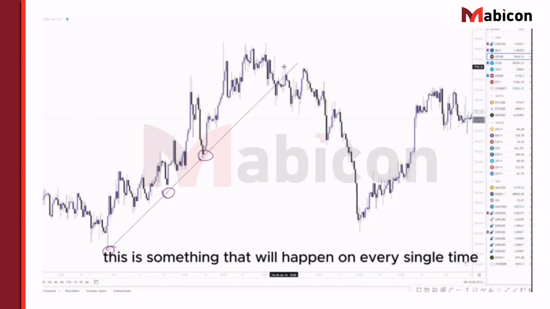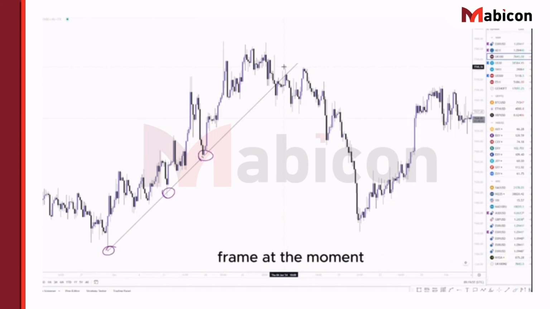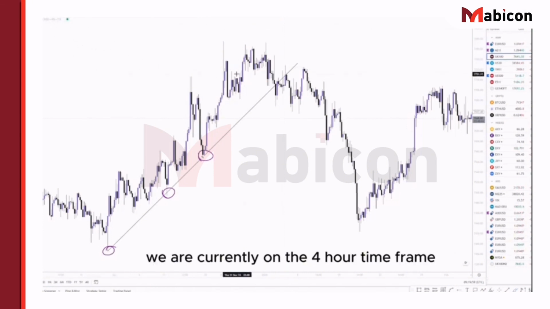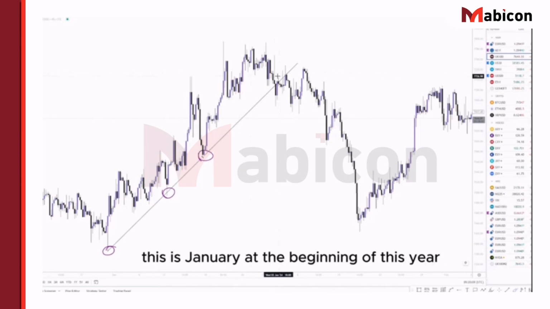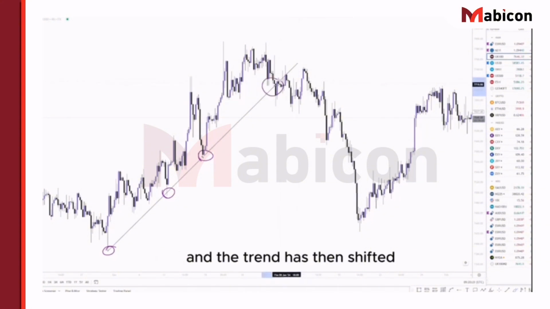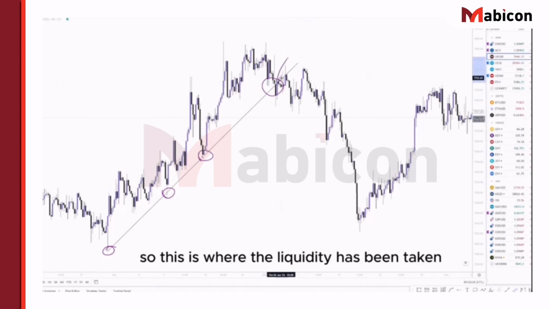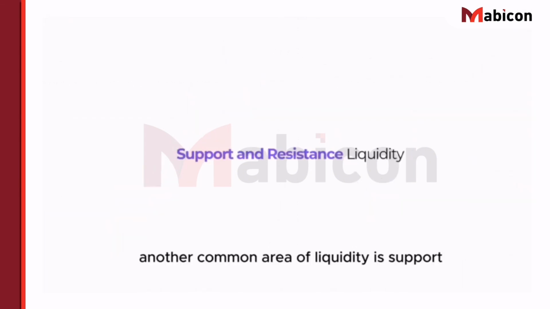Now, this is something that will happen on every single time frame. At the moment, we are currently on the 4-hour time frame, and this is UK 100. So if you wanted to revisit and have a look at this, this is January at the beginning of this year. But quite simply, what we can see has happened is at some point, this trend line has failed and the trend has then shifted. So this is where the liquidity has been taken at this point. Another common area of liquidity is support and resistance.